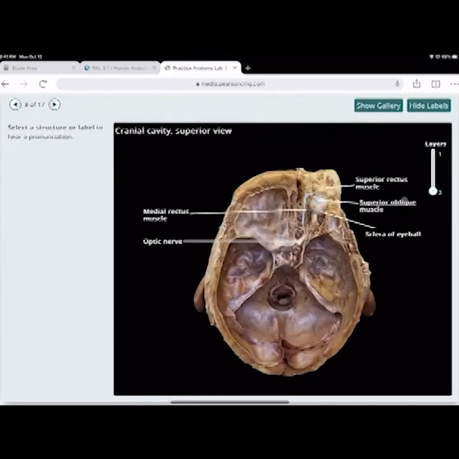Okay, a little bit deeper dissection. You have the medial rectus muscle, which turns the eye medially. You have the optic nerve again, and the optic chiasm has been cut out. This is the sclera of the eyeball. This is the eyeball itself. This is the covering of it. That's what forms your cornea also. You have your superior oblique muscle, which rotates your eye up and to the side, and your superior rectus muscle, which rotates the eye straight up.